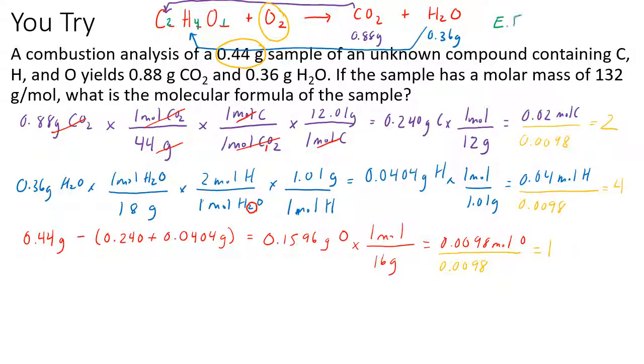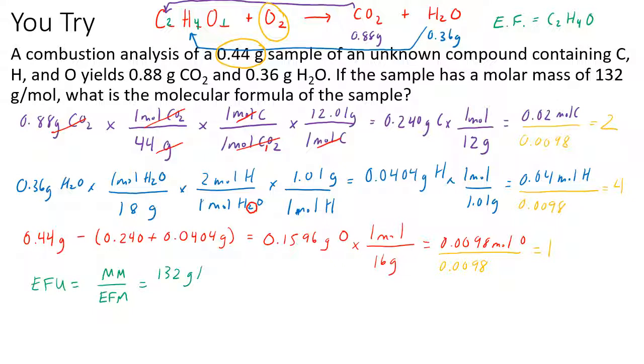So our empirical formula was equal to C2H4O. We want to find the molecular formula. So we need to calculate our empirical formula mass if we're going to find our molecular formula. Our empirical formula units will be equal to our molar mass divided by our empirical formula mass. We had to be given the molar mass in the problem in order to do this final step.